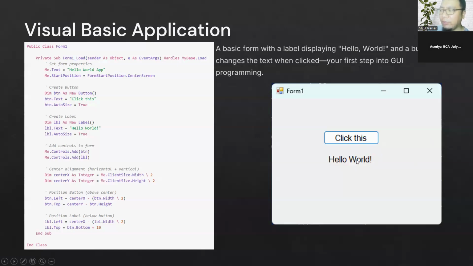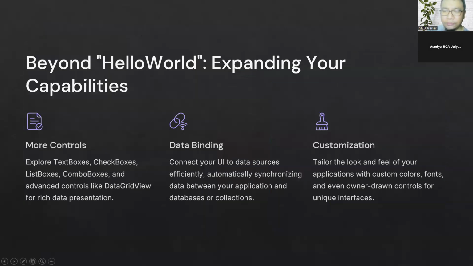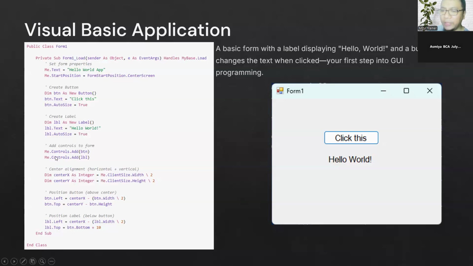So we have Hello World there. In the properties, we can set AutoSize to True. When we set this from the properties, this particular code is generated. And when we add the button in the component, this happens: Me.Controls.Add(btn). This is a control, right? So the button is added into this form. That's how it goes.